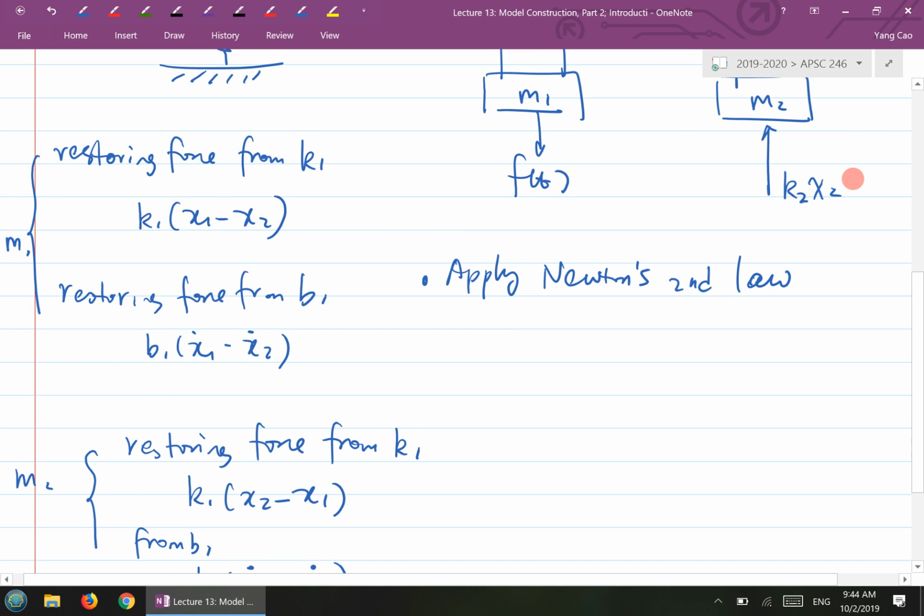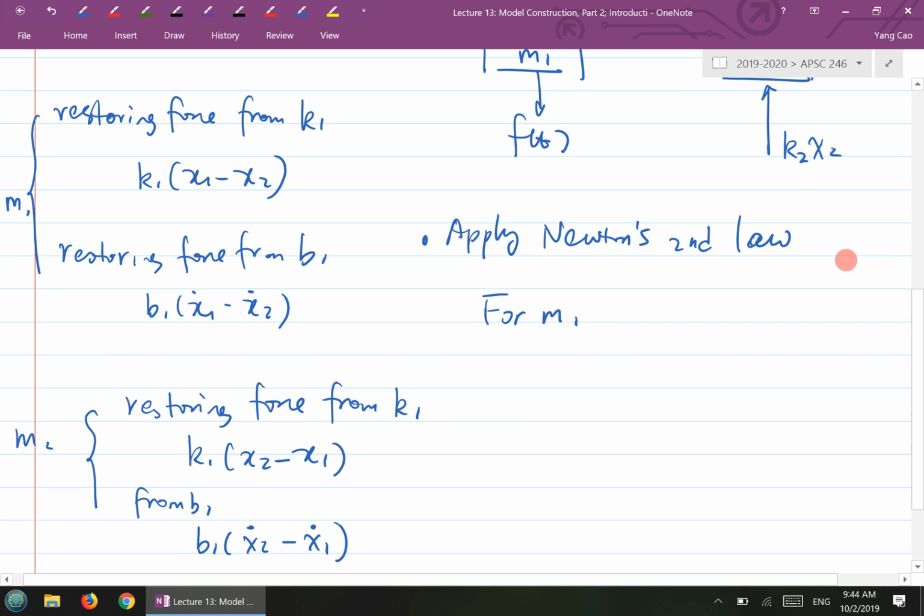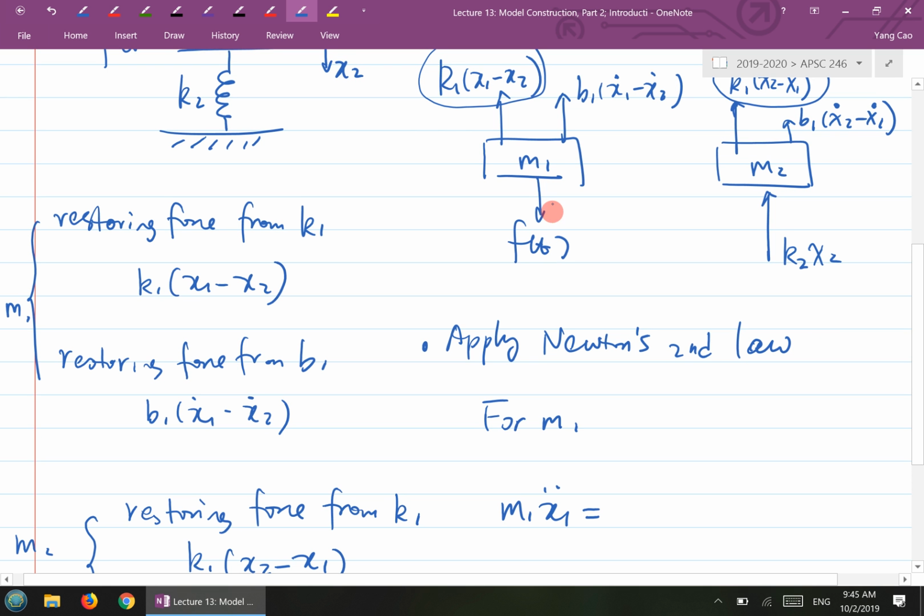Okay. So let's look at Newton's second law for M1. For M1, Newton's second law says M1 times x1 double dot, mass times acceleration, equals the sum of all the external forces. So here are all of the external forces, and then you sum them together. When you sum them together, you have to keep in mind what direction is the positive direction, and then you use whether it's a positive or negative value. In this case, your x1, x2, this is your positive direction. Downwards is positive. So f of t, you keep it as a positive. But these two right here, they are negative.